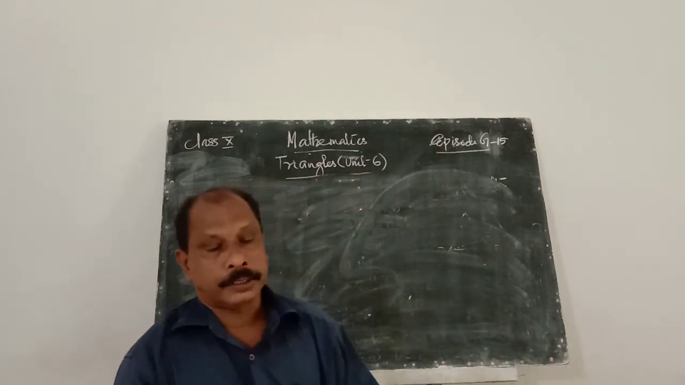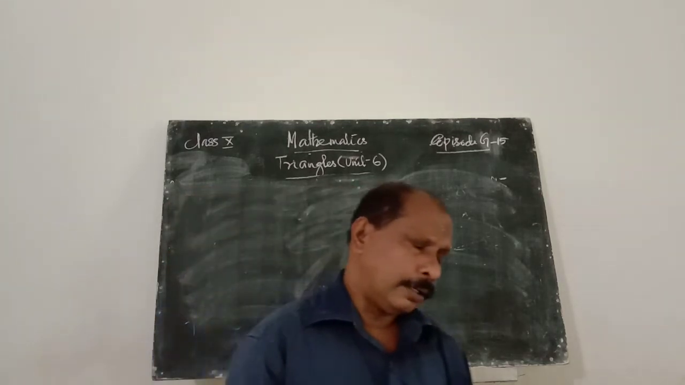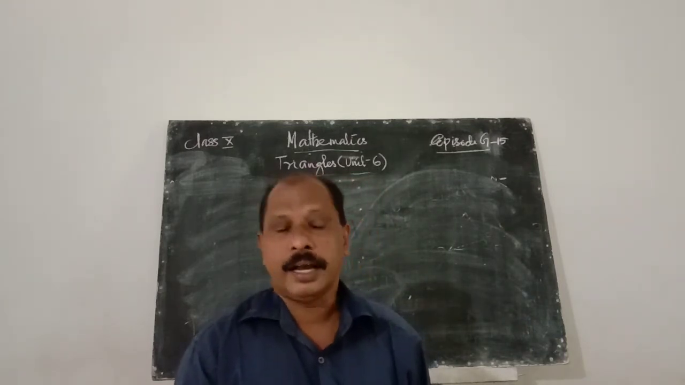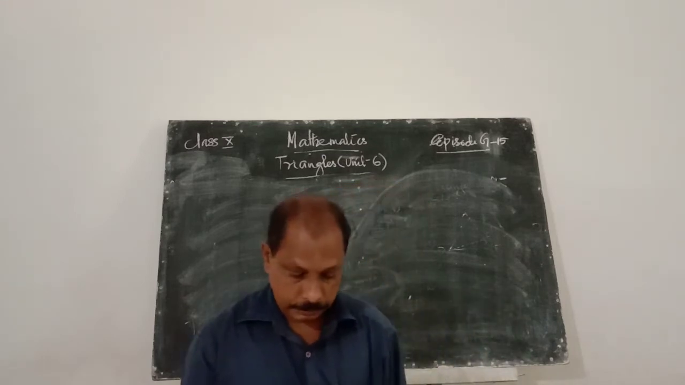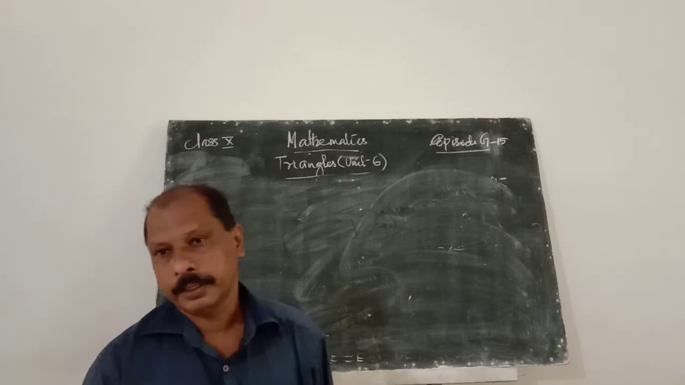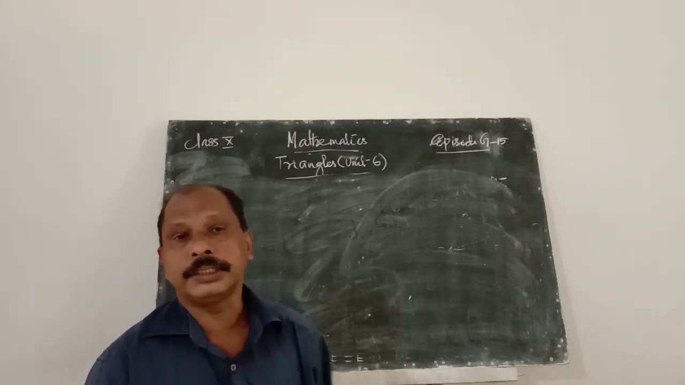To prove that theorem, first of all we consider triangle ABC, and DE is the line joining the sides. Given that AD by BD is equal to AE by CE, that is our given, that is our assumption. Then we have to prove that DE is parallel to BC.